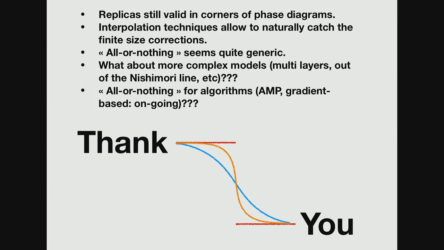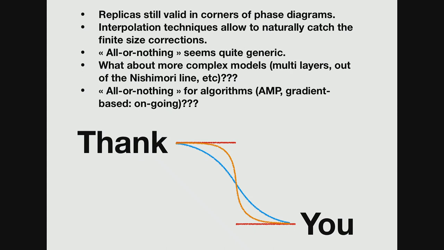So let me just wrap up. Replicas are still valid at least in some regimes in the corners of this phase diagram, so this is good news. I don't bet that it's always true. I mean, the message has to be taken with care. These interpolation techniques are very natural in order to catch these finite size corrections, which I think is quite nice. This all or nothing transition seems a quite generic phenomenon. How generic, I don't know. This is an interesting question. What about more complex models, so multi-layers, out of the Nishimori line, which means away from the Bayesian optimal setting, and so on and so forth?